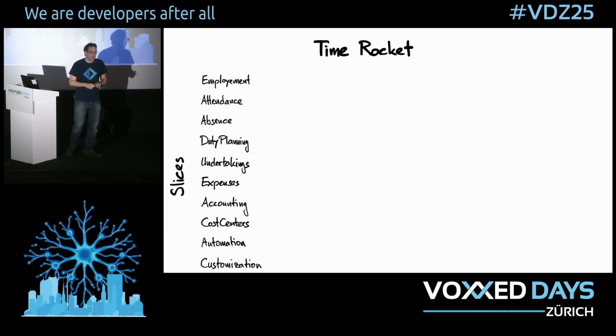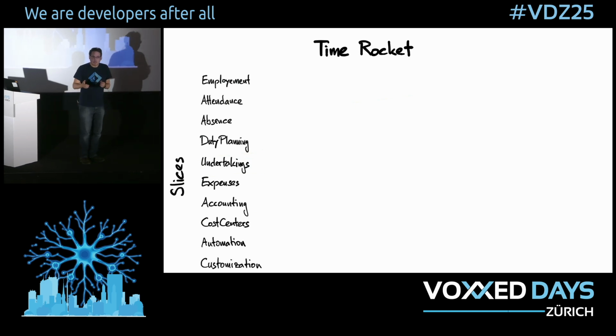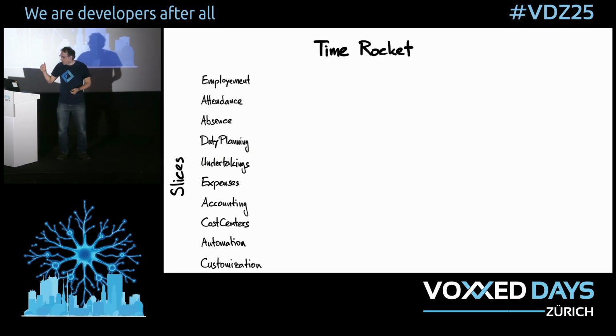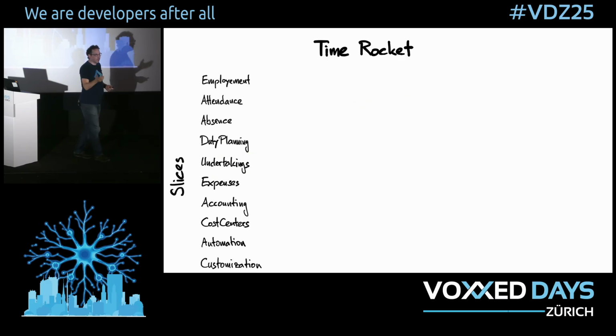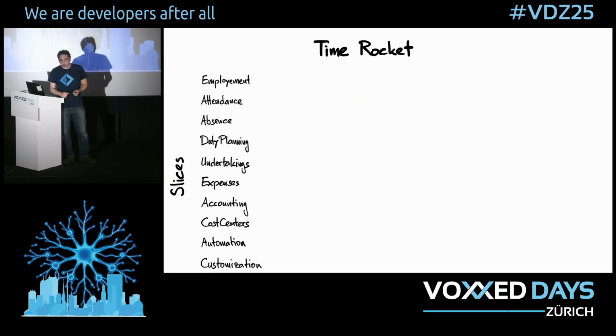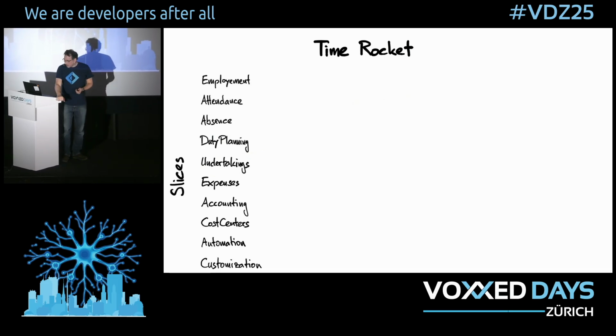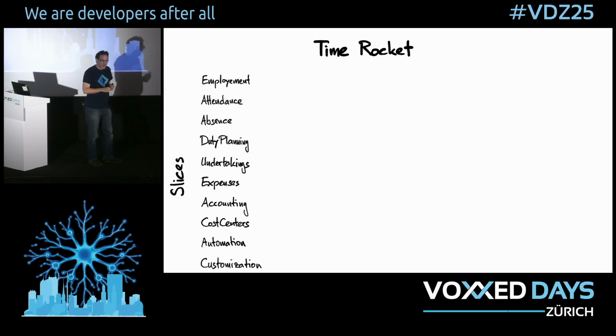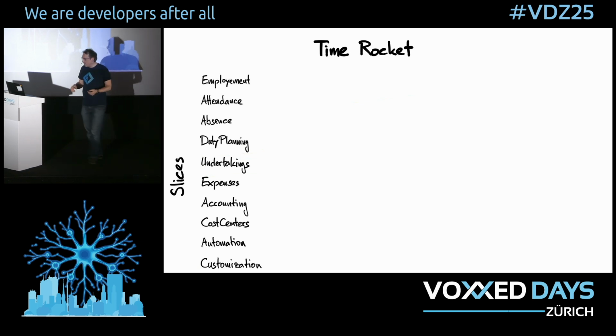Our system has the subsystem employment, because it needs to know who works at the company, under which contract. Do you have a monthly salary, or do you work by hour? We have attendance, when do you come to work, when do you leave for lunch, and so on. Absence, when you're sick or go on vacation. Duty planning, to plan your duties. Undertakings, fancy word for projects, because you can track project time or anything else that has some relevance with time. That's why it's called an undertaking.